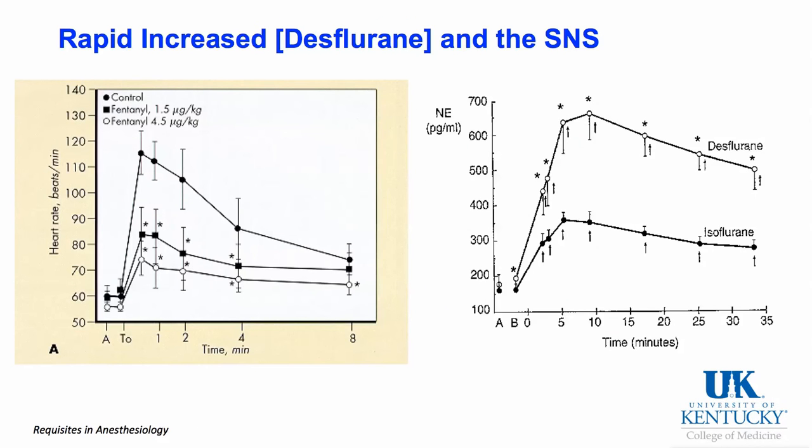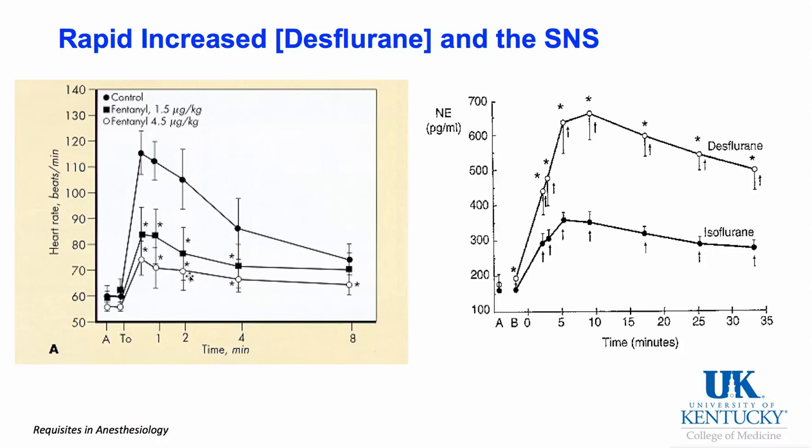If you rapidly increase the concentration of desflurane, the sympathetic nervous system can be stimulated, and the graphic on the left shows heart rate in beats per minute versus time with rapid changes in concentration of desflurane in control patients, with the biggest change here in heart rate. Those that were given small doses of fentanyl with it being blunted, and larger doses of fentanyl blunting much of that tachycardia that occurs with the rapid increased concentration of desflurane.